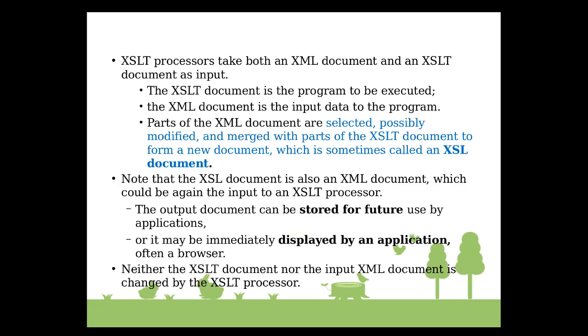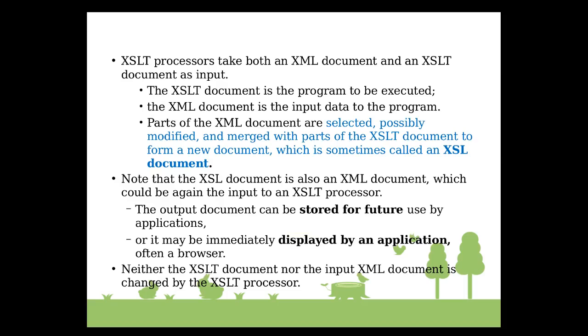XSLT processors take both the XML document as well as the XSLT document. The XSLT document is the program to be executed by this XSLT processor, and the XML document is the input to this program. Parts of the XML document are selected, then possibly modified, merged with other parts of the XSLT document, and it gives a new document as output, which is called the XSL document.